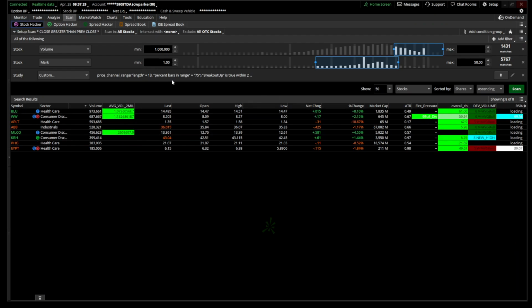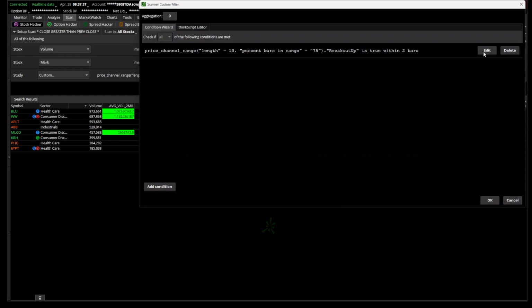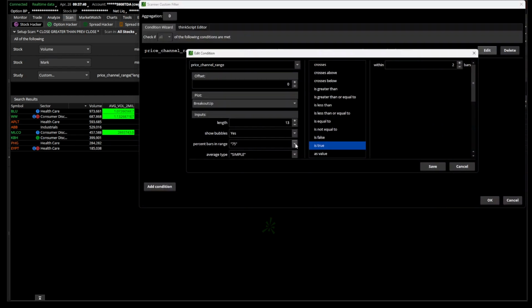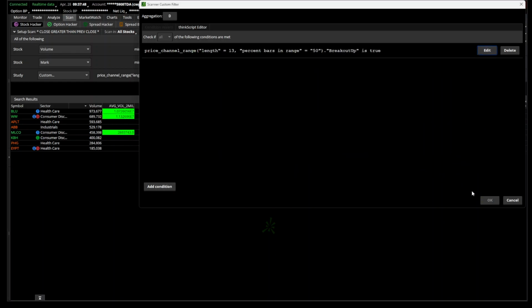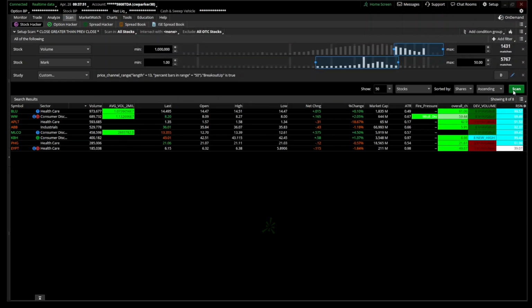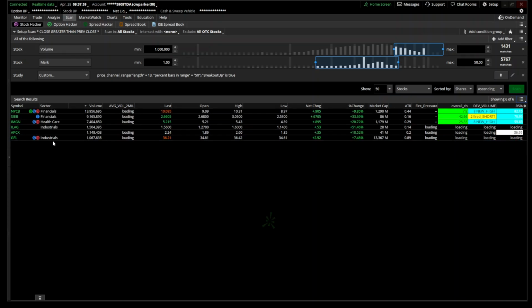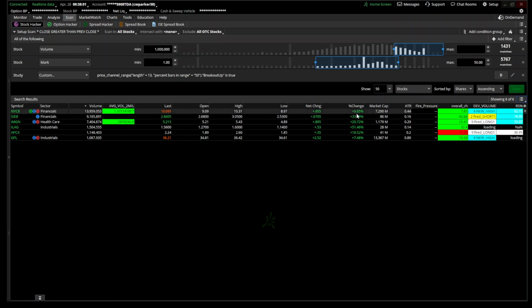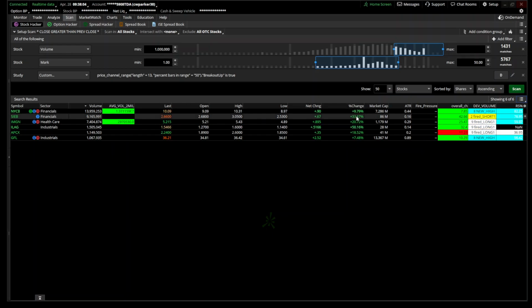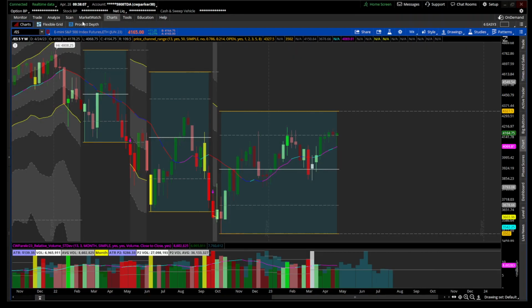So I have it set for 13. I have it set for 75. I'll change that 75 to 50 instead of 75%. So we'll change it to 50. And I have it set for 2 bars, but let's be more aggressive with 1 bar. Let's see if anything is broken above with that 1 bar. And we have, which one has the most volume and percent change? SIEB.